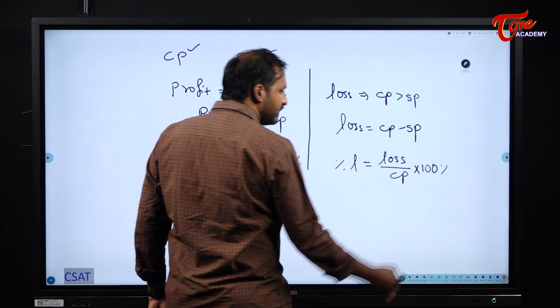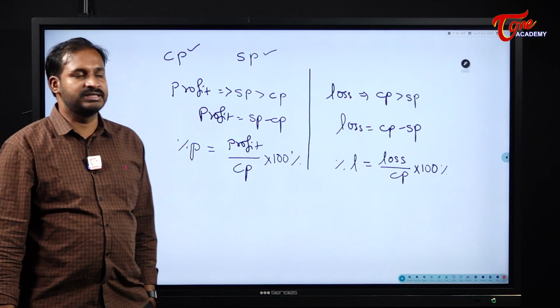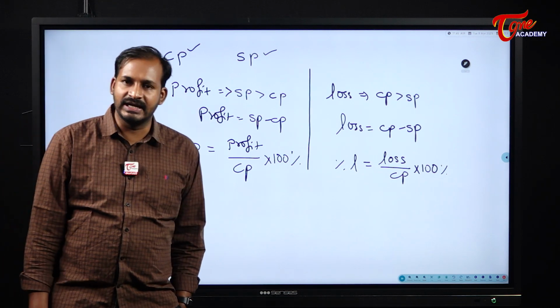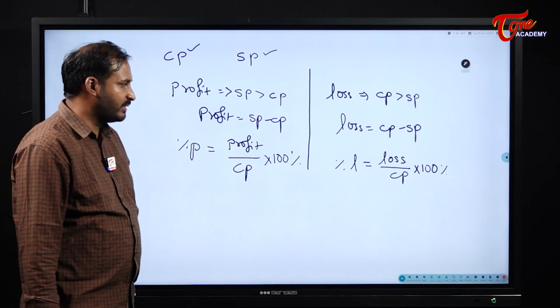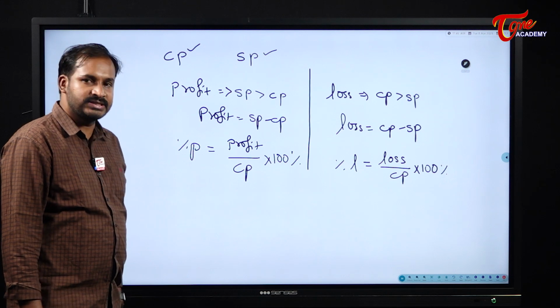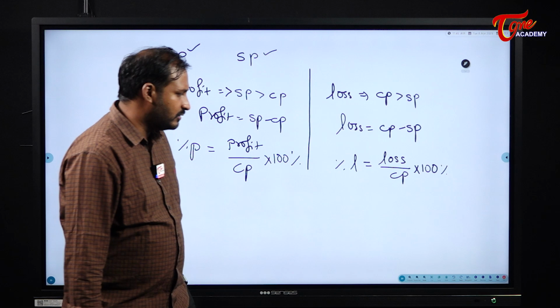If you want more detail, please do our series, one more series we have, in which we discussed all these things in a detailed manner. Okay. For the time being, percentage of profit is equal to profit by CP into 100 and percentage of loss is loss by CP into 100. These are the basic things which we should know under this.